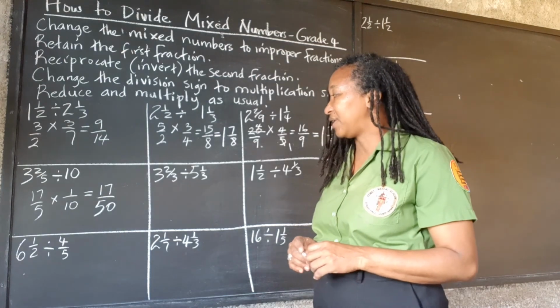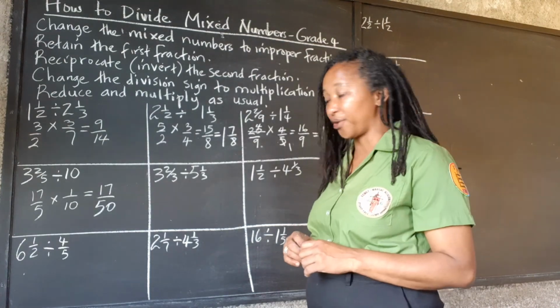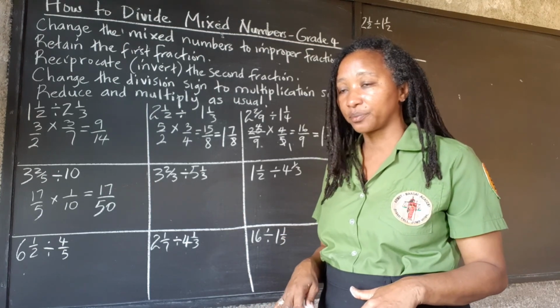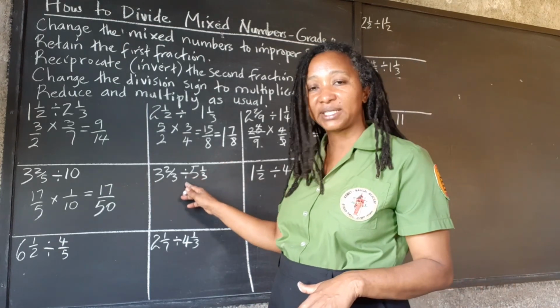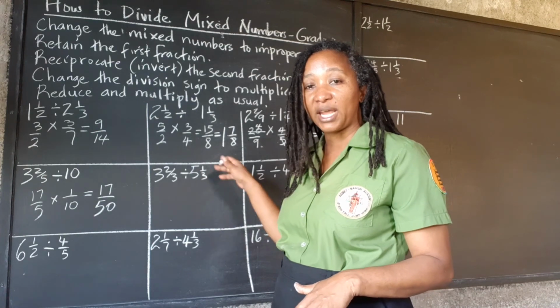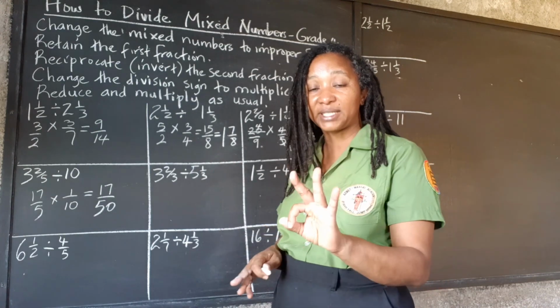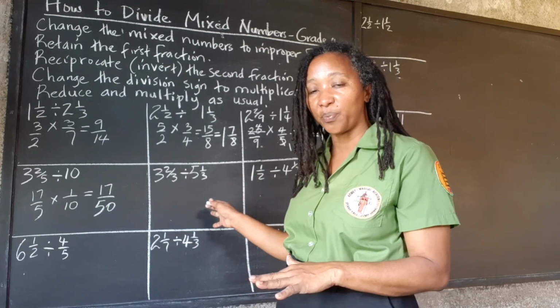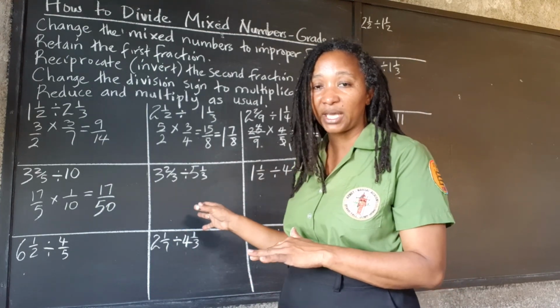3 and 2/3 divided by 5 and 1/3. So we're changing them to improper fractions. We're changing the division sign to multiplication. We're inverting the second. 3 steps: change them to improper, change the division to multiplication, invert the second one.